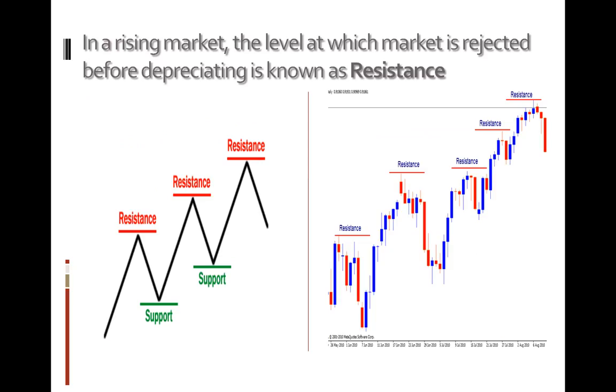Now let's look at what resistance is. In a rising market, the level at which market is rejected before depreciating is known as resistance. In other words, resistance is a price level that bounces price back to support level. So in a rising market, once price gets to a price level at which the up move is rejected and price changes direction and starts moving down, that level is known as resistance. And look at the chart we have here. We can see resistance as price is moving up, creating resistance, coming down, creating resistance as it moves further up.